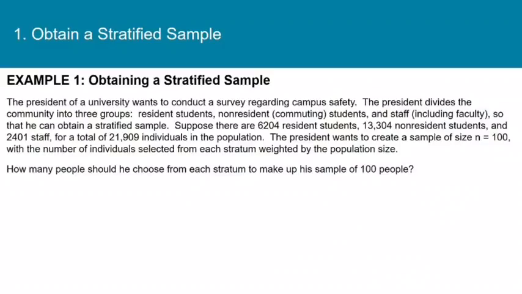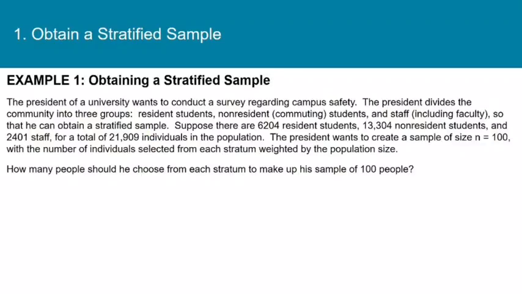Okay, let's take a look together at example 1, obtaining a stratified sample. So read the situation first. It says, the president of a university wants to conduct a survey regarding campus safety. The president divides the community into 3 groups: resident students, non-resident commuting students, and staff, including faculty, so that he can obtain a stratified sample.